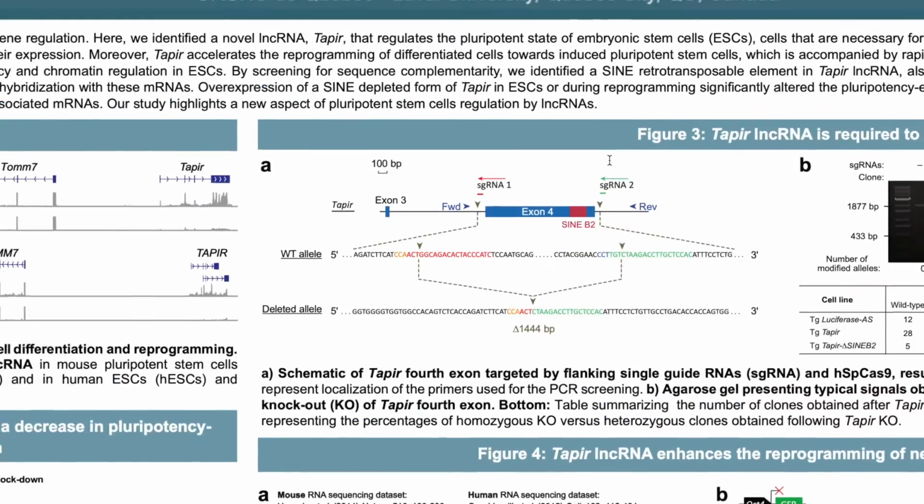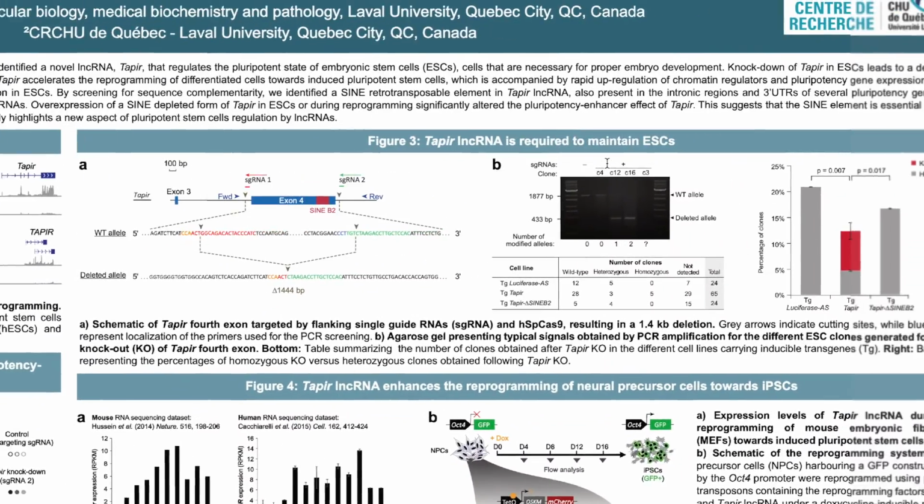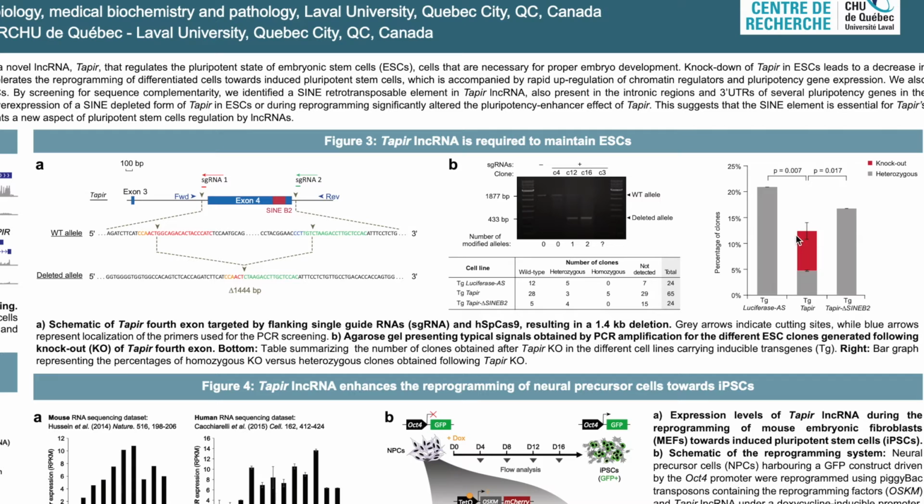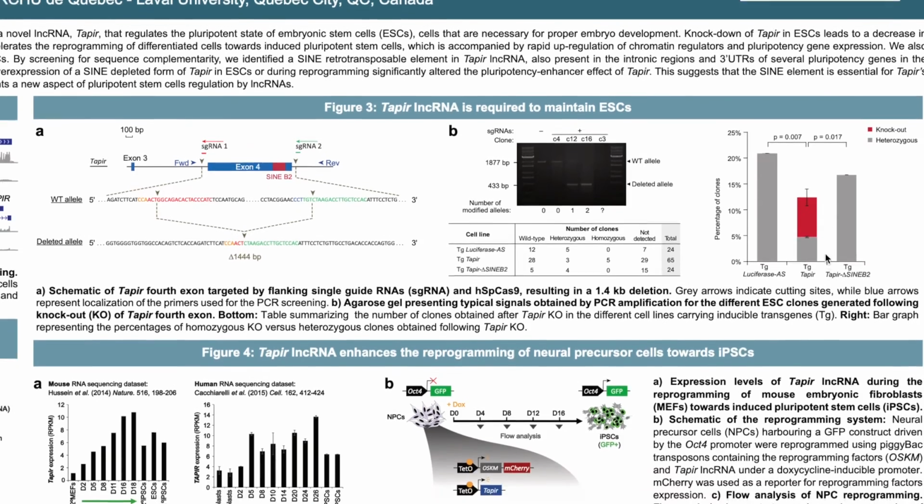So we also wanted to do a knockout of Tapir. However, when we knock out Tapir, it seemed almost impossible to knock it out unless we add a transgene that expresses Tapir. So here we express Tapir wild type, but also Tapir lacking the SINE element. If you look here at the bar graph, we can see that only when we have Tapir expression in the cells are we able to do a knockout, when we have the transgene of Tapir, whereas if you delete the SINE, you don't have this effect. You cannot get a knockout, suggesting that the SINE element within Tapir is important.